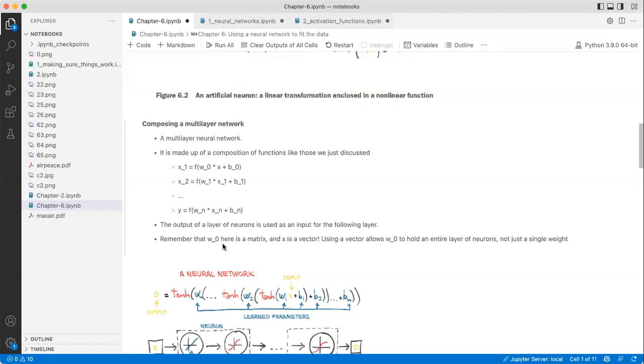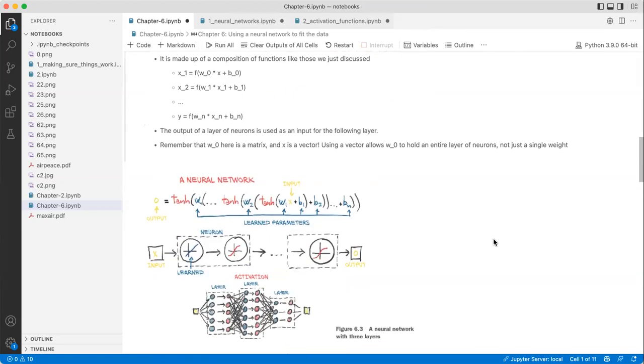And then we also have to remember, as we've discussed several times, that our weight is a matrix and X is a vector. So using this vector, we can have matrix multiplication. We want to hold the entire layer of neurons instead of just one. Instead of doing it one at a time, we do matrix multiplication.